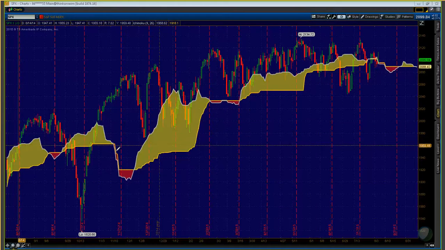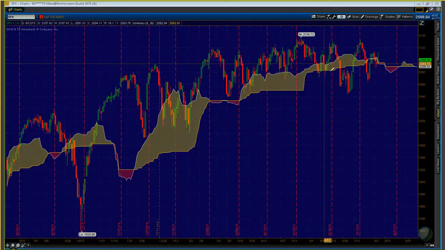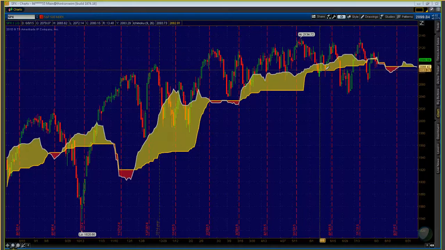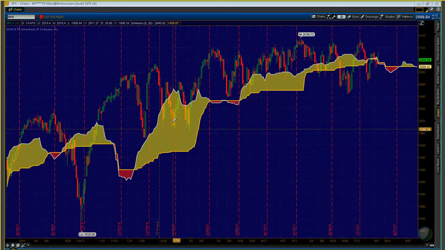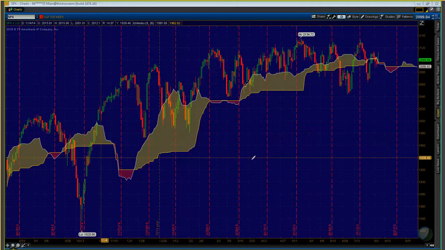Conversely, if it's inside the Kumo, a lot of times if it's broken in from a bullish position to a bearish position, span B will act as support, span A will act as resistance, and it can bounce around inside this Kumo for some period of time and be in neutral territory. So that's basically the Kumo at a glance, and how you would use the Kumo, and how you could immediately determine where price action is bullish, bearish, or neutral.